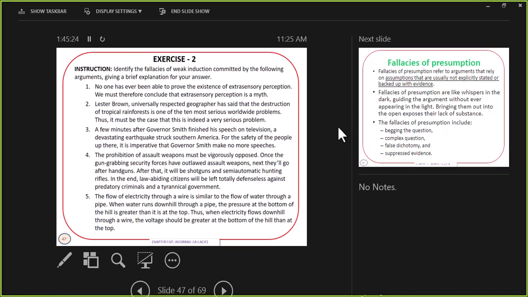Lester Brown, university educator. Read the second example. Therefore, this indicates that this is indeed a very serious problem. Yes. Which fallacy of weak induction is it?